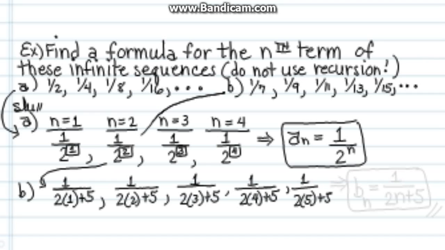So we can see a pattern developing here. The relationship between each of these terms and the index n is that in the denominator, it's 2 times n, the index, plus 5. That means that our nth term, b sub n, is equal to 1 over 2n plus 5.